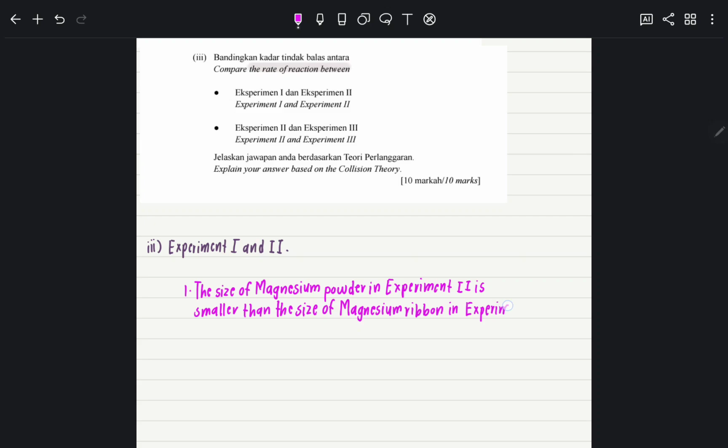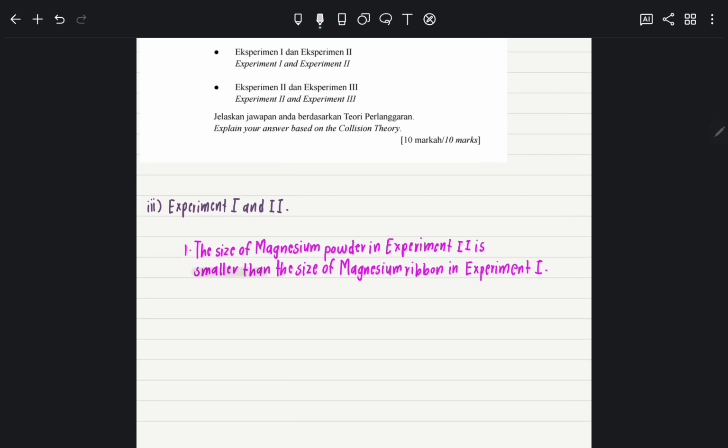Remember that they're asking about two sets, so you should compare correctly. The comparison word here is smaller. Is smaller than shows that you compare the size. So when this first one's size is smaller, it means the total area exposed is bigger. The total surface area exposed is greater. I love to use the word greater, I don't like bigger.